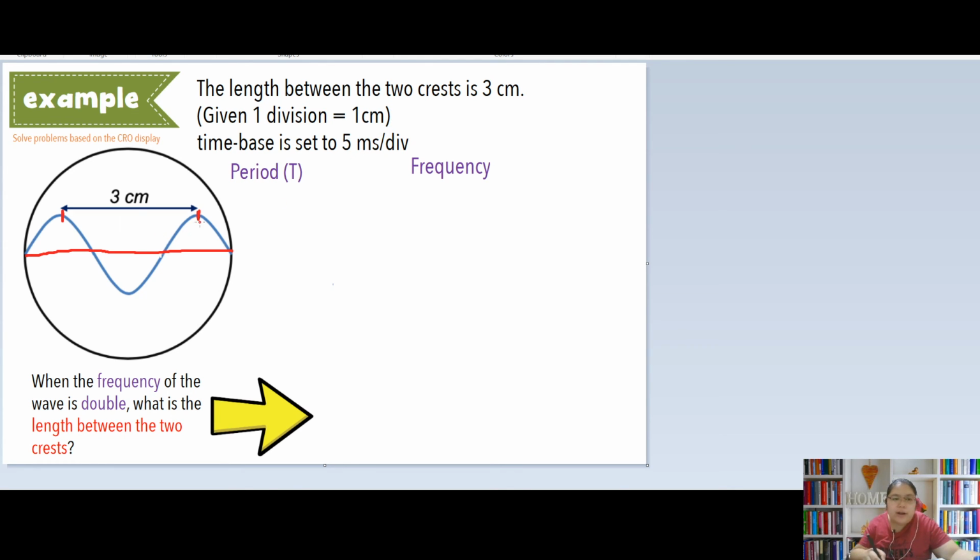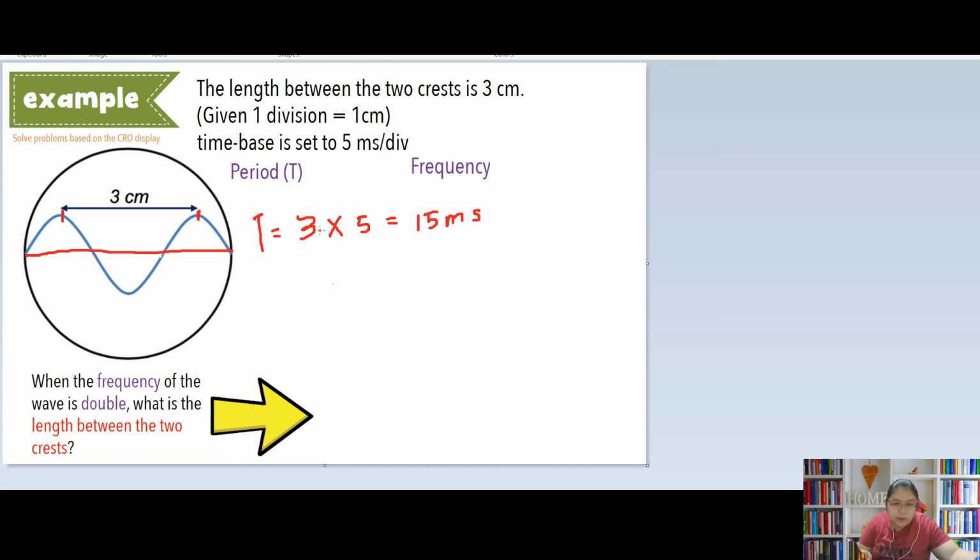We find the period first. Period is one complete oscillation. The time base is 5 millisecond per division, and 1 division means 1 cm. So 3 cm means 3 divisions. We need 3 divisions for the period. 3 multiplied by the 5 millisecond, so I get 15 millisecond. That one is my period, 15 millisecond.